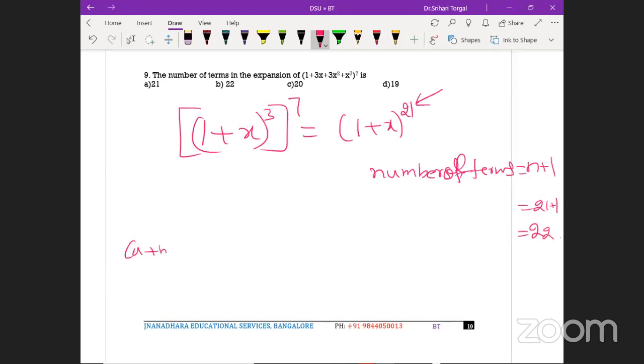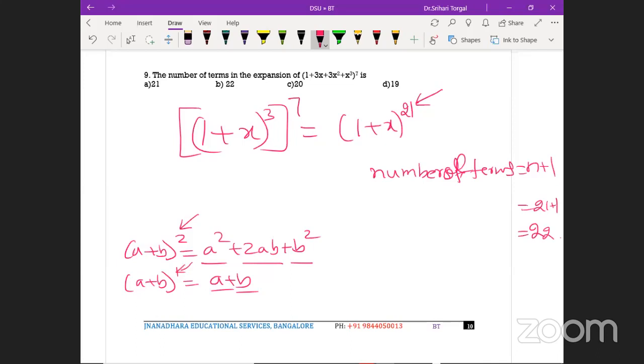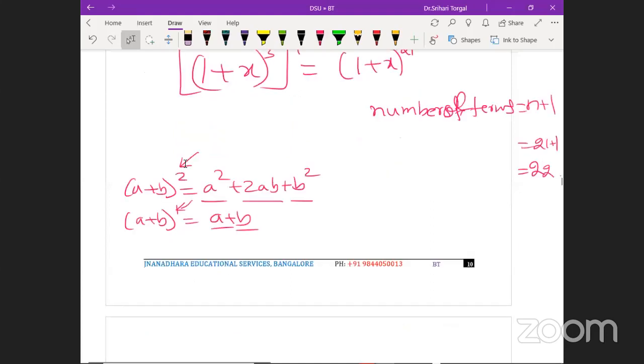How is it possible? See here, the a plus b whole square formula is a square plus 2ab plus b square, right? How many terms are there? 3. 1, 2, 3, 1 more than 2. Correct? And what is the a plus b whole power 1 formula? a plus b. How many terms are there? 2. The power is 1, right? Similarly, if you have a power 21, 1 more than that, that is 22, is the answer for question number 9. Next.